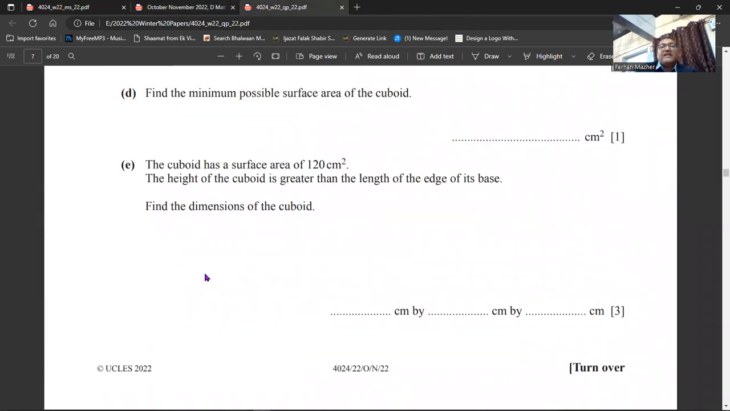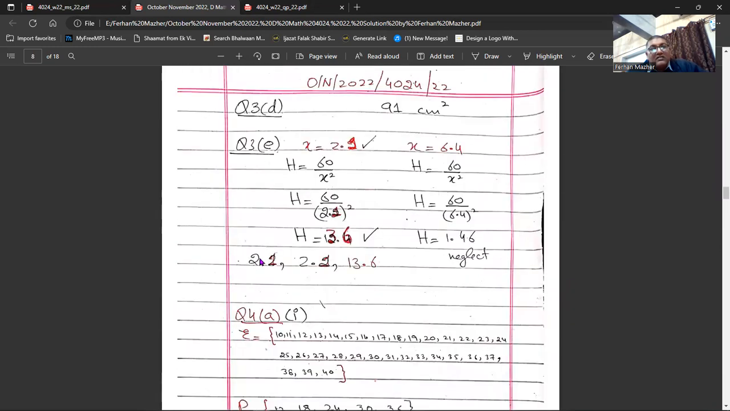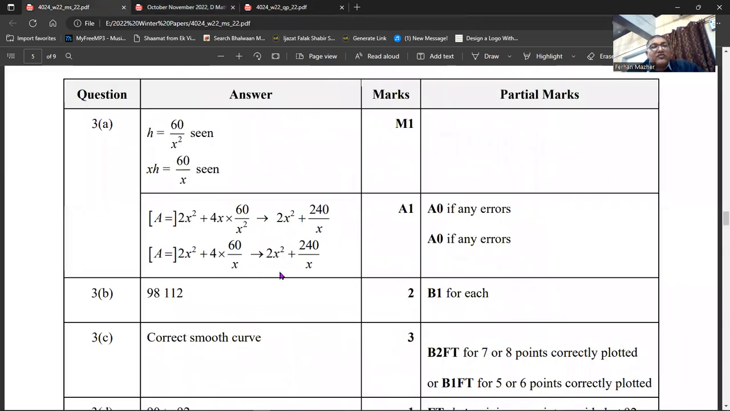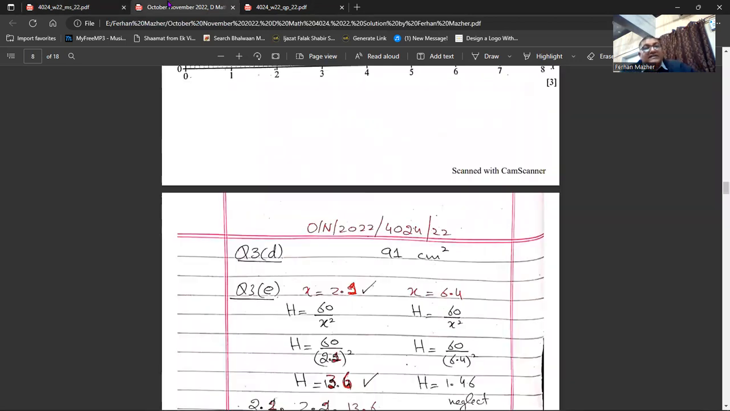Then his question is, find the minimum possible surface area of the cuboid. Surface area is represented on this y-axis. So what is the minimum value? That is here, and that value will be something like 90 something. So that will be 91 centimeter square. Between 90 and 92, and that is 91 centimeter square. Okay.